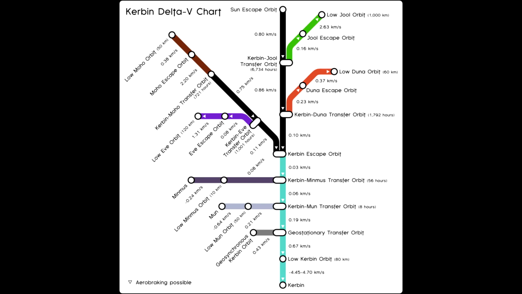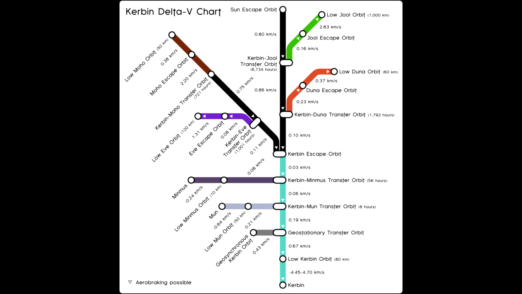So this is a delta V chart. There are quite a few available, but this one was created by Reddit user Jellycubes and is the one that I like the most. But if you just do a quick Google search for Kerbal delta V chart, you'll find plenty of others. Find one that you like, because they all work in pretty much the same way.